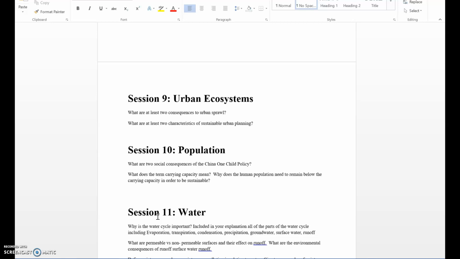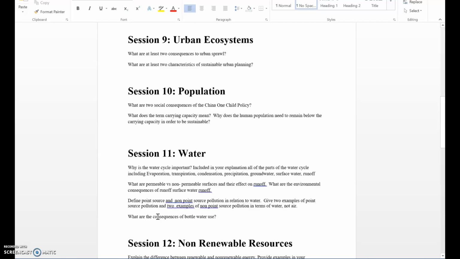So if you say a consequence of urban sprawl is the decline in well-being of individuals, I want you to explain what that means. I want that to be a little bit more detailed. So there you go for that.